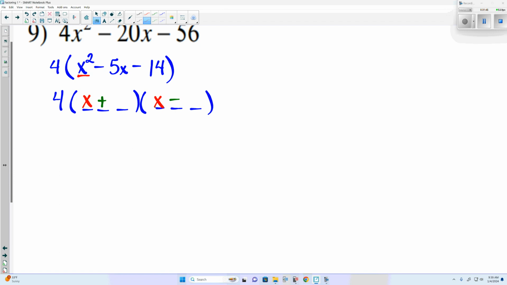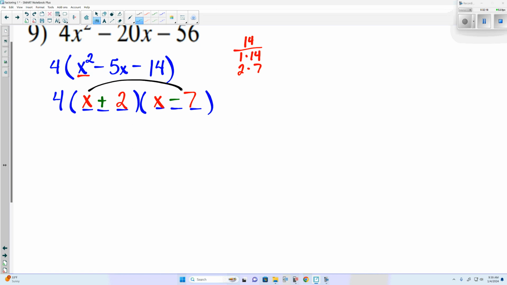Factors of 14: 1 and 14, 2 and 7. 3 is not a factor of 14 because it'd be 3 and 4 point something, a decimal. At that point, we're done, because the only other one after that would be 4, and it's going to be 3 point something. So we can use 2 and 7, and I just stuck them in, 2 and 7.